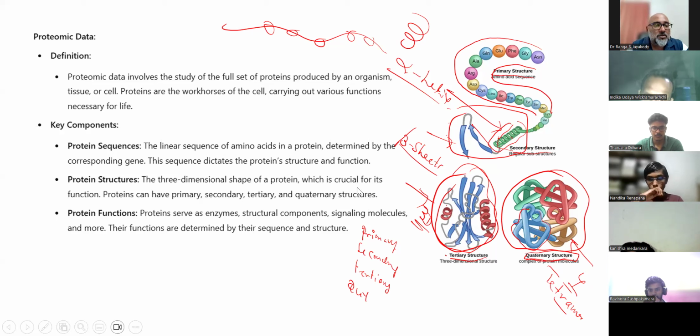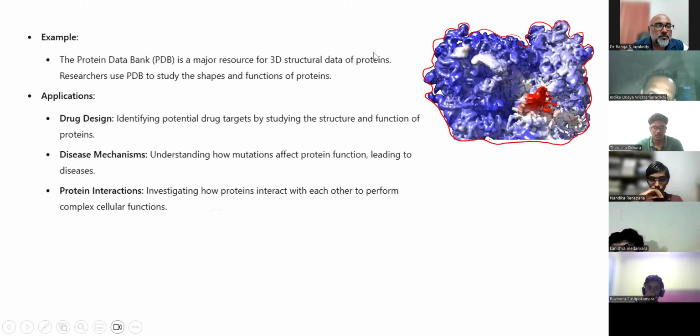Now we have quite a good idea about the protein structure and why it is important to look at the sequence. It's all related to the sequence over here. That is all related to the genomic sequence on the DNA, right? So this sequence analysis is mainly what we are trying to do in bioinformatics to understand the function of the biological molecules. So the application: drug design, disease mechanisms, and protein-protein interactions.